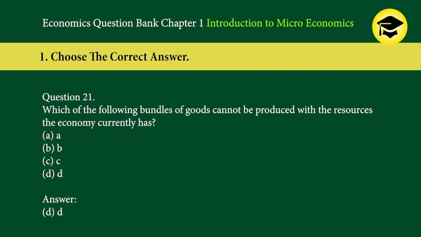Question 21. Which of the following bundles of goods cannot be produced with the resources the economy currently has? A. B. C. D. Answer D.